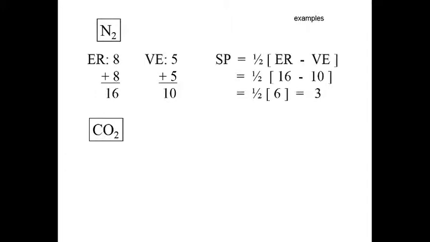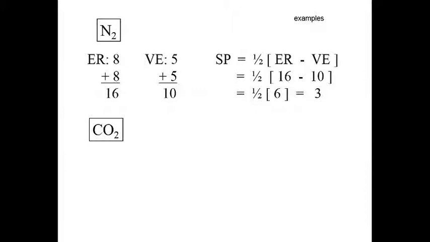First, the dinitrogen molecule. There are 2 atoms each wanting 8 electrons, so Er is 2 times 8, or 16. A check of the periodic table finds nitrogen in group 5a. Each nitrogen atom has 5 valence electrons, so Ve is 2 times 5, or 10. Substituting into the equation for shared pairs, we find Er minus Ve equals 6. There is a deficit of 6 electrons, or 3 pairs of electrons. There are 3 shared pairs in this molecule.